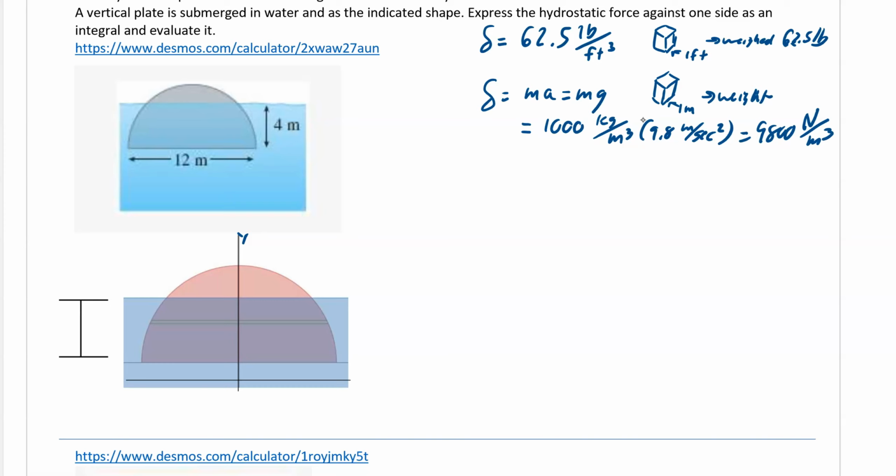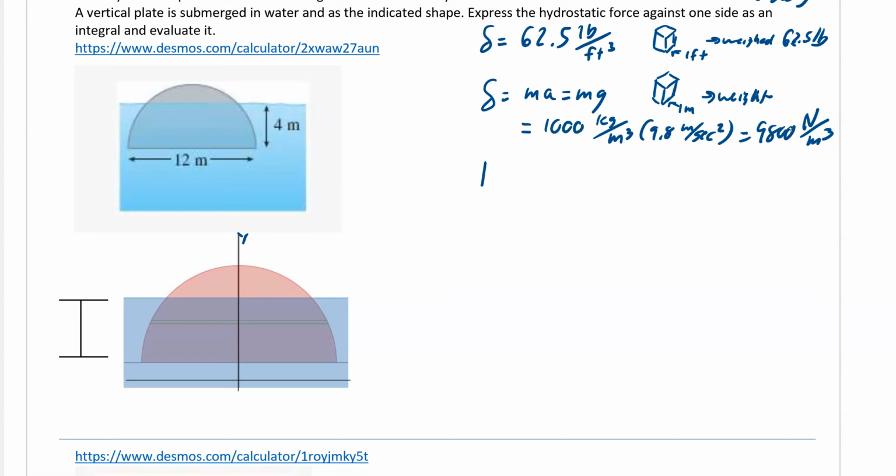A newton is a kilogram times meters per second squared. So it's how fast you can accelerate 1 kilogram by 1 meter per second in a second. Got it? All right. So we get 9,800. That's our new delta that we're going to be using.